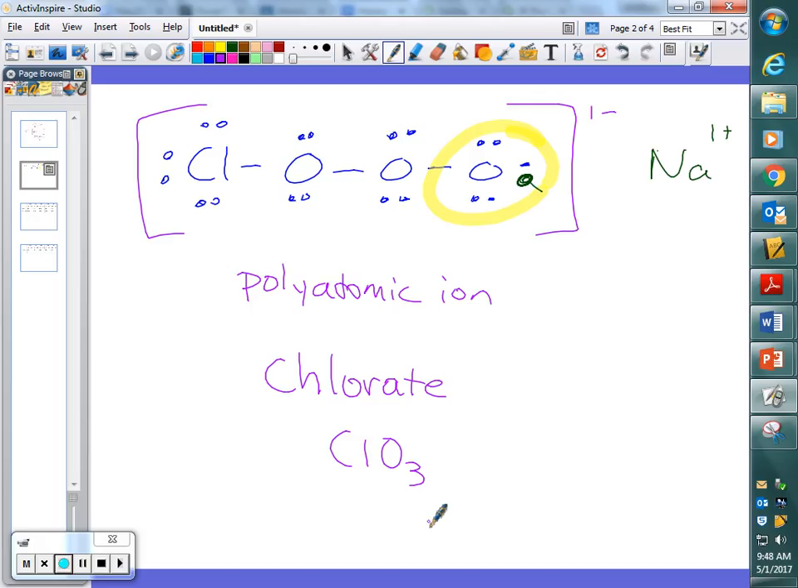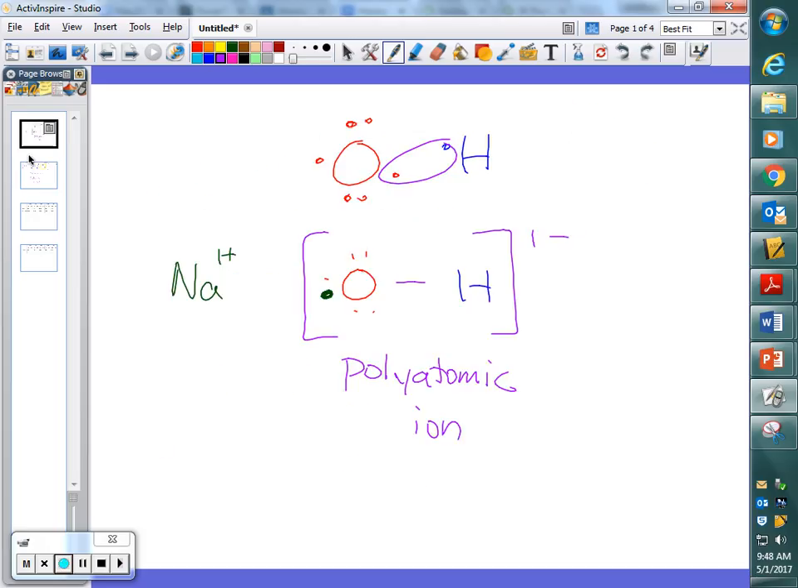But because it's an ion, what else do we need to know about it? What its charge is, right? So in this case, chlorate is ClO3 minus 1. That good? The one that we did here, I introduced this to you on Friday, I think. This is the hydroxide ion.